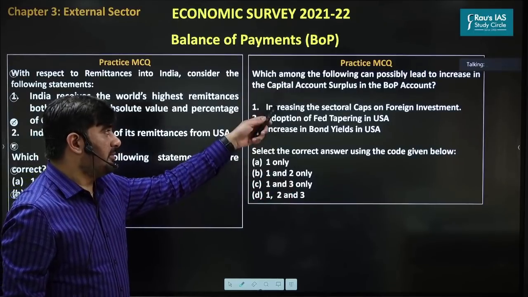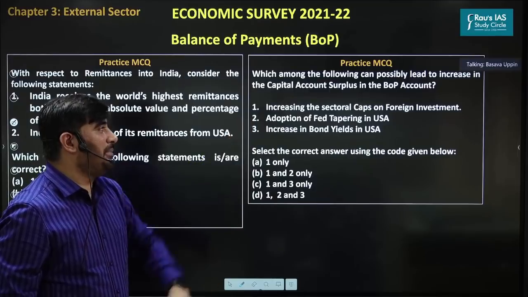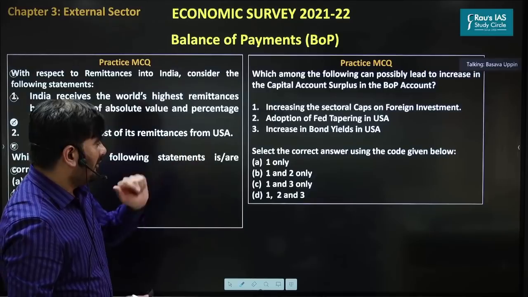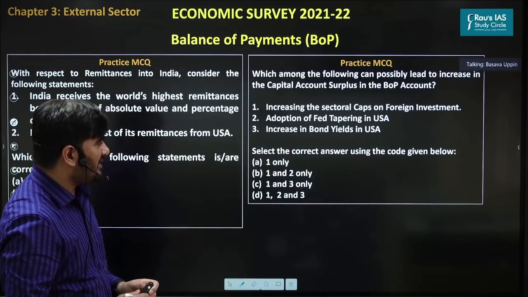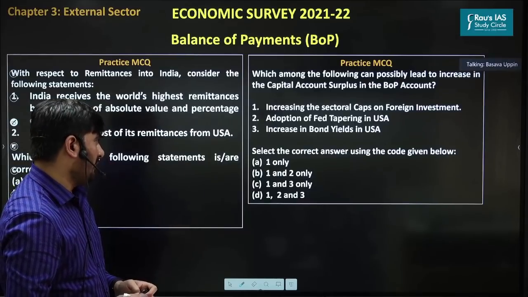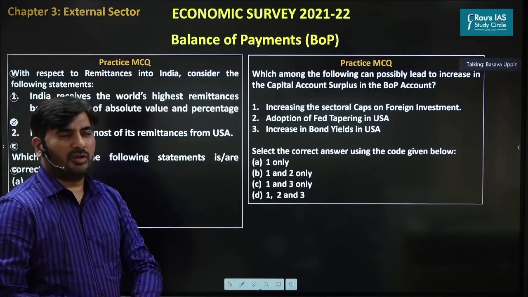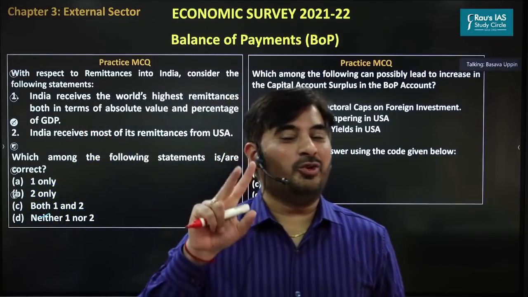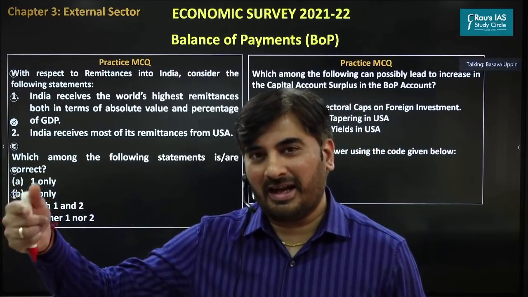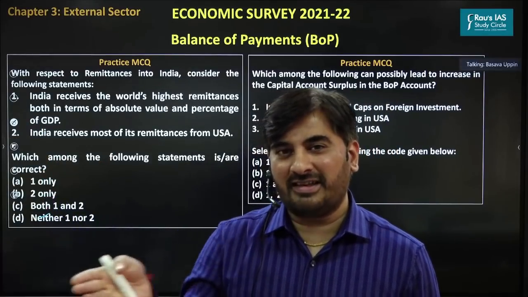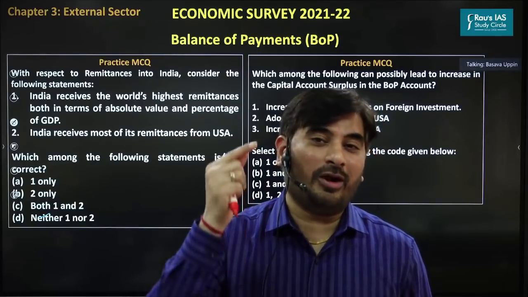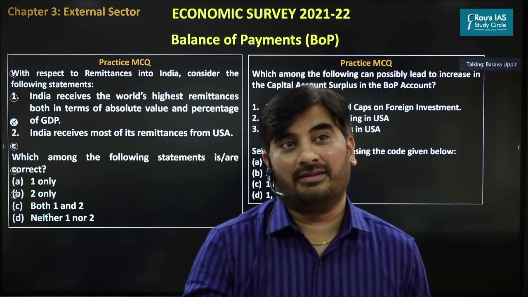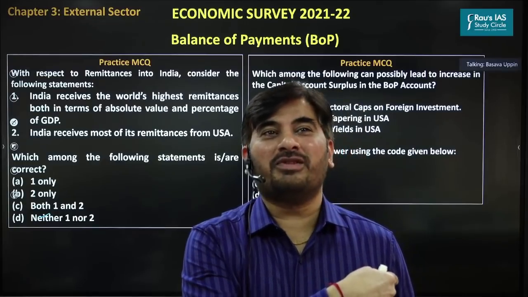This one. Which among the following can possibly lead to increase in the capital account surplus in the balance of payment account? What do you think is the answer? First one is increase in the sectoral caps on foreign investment, adoption of Fed tapering in USA, increase in the bond yields in USA. What do you think is the answer? So here you are required to link two things. One, you are required to understand as to how the US Fed Bank policies impact India. And then you are required to link as to how the capital account in case of India will change according to that. That is how questions are asked in UPSC Prelims examination.